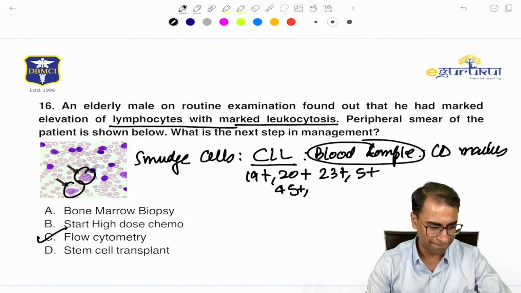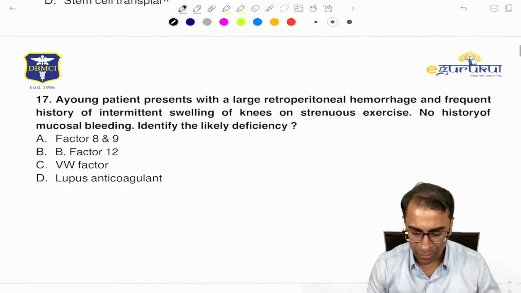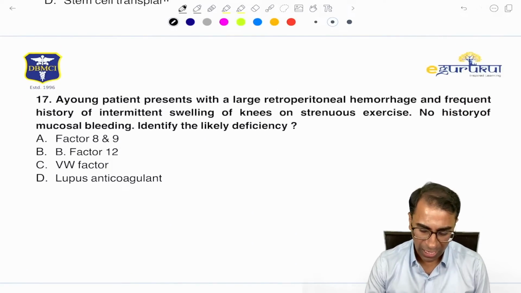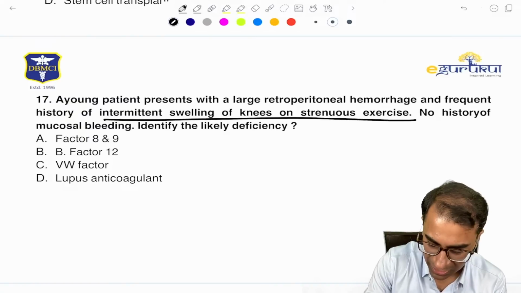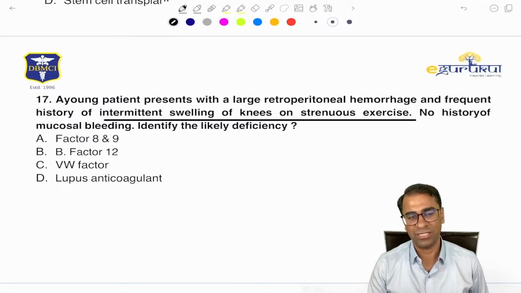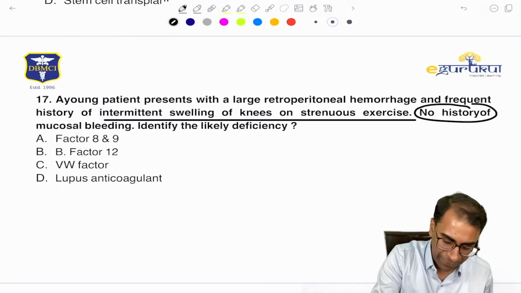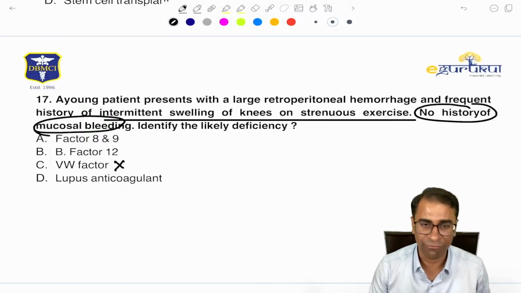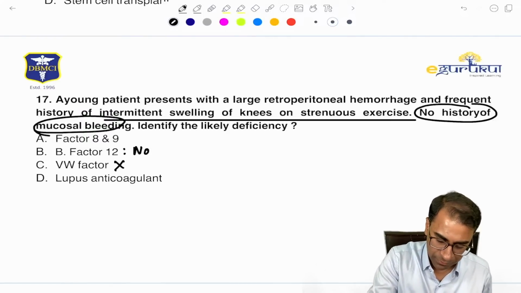Okay? A young patient presents with large peritoneal hemorrhages and a history of intermittent swelling of the knees, as well as exercises. It points towards which history? Yes, a hemophilia history. There's no history of mucosal bleeding, and therefore you cannot mark the answer VWF. In factor 12 there's no bleeding. There's no bleeding in factor 12 patients.